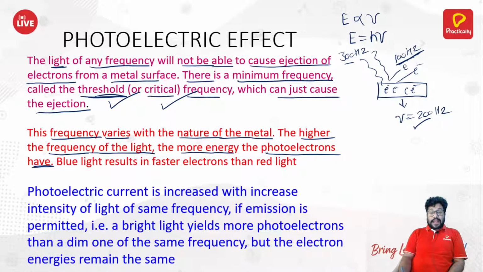Suppose I am irradiating your metal with 500 hertz, then what will happen? Out of 500, 200 hertz will be utilized for ejection and the other 300 hertz will be utilized by the electron to show kinetic energy. So you are getting my point. Higher the frequency, more energy your photoelectrons would have. Blue light results in faster electrons than red light.